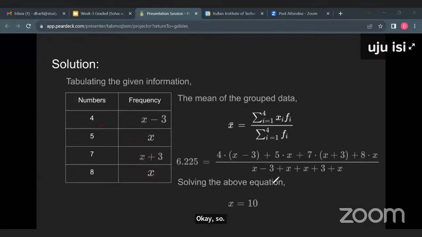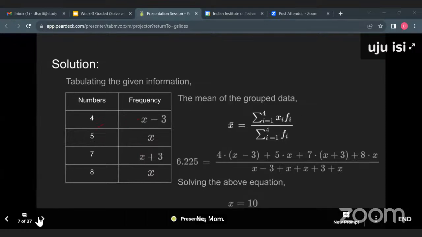Is there any doubt regarding this question? Do you want me to solve this? Ma'am, I think the answer should be 9. No, the answer is right. Okay. Yeah, it is 10 actually. 4x minus 12 plus, yeah. Ma'am, the answer is 10, right. Okay. So if anyone has a doubt, then I will solve it. Please tell me. No, ma'am. Okay. Should we go ahead? Yeah. Okay.